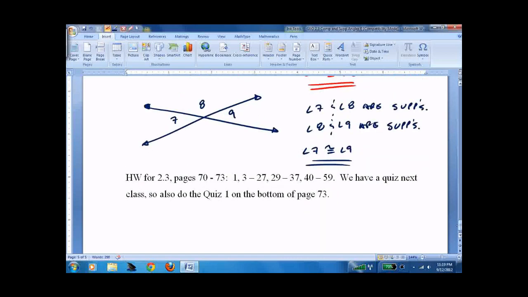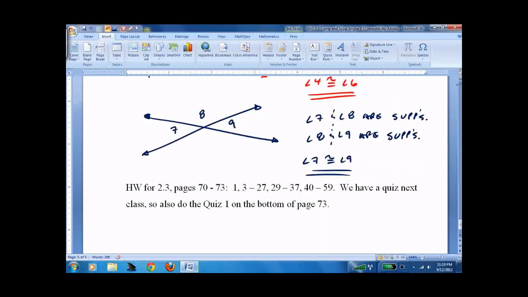More practice to come. We're going to have a quiz next class, so make sure when you do all the problems, you also do the practice quiz on the bottom of page 73. That's it. Good luck.